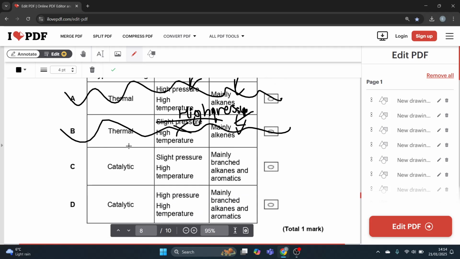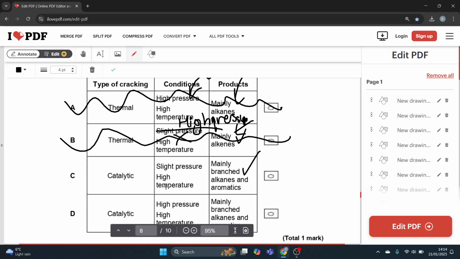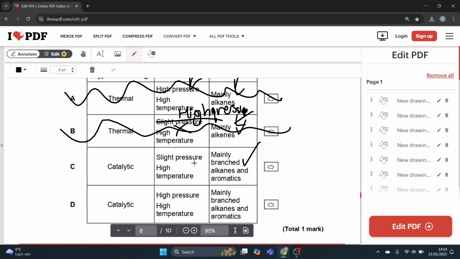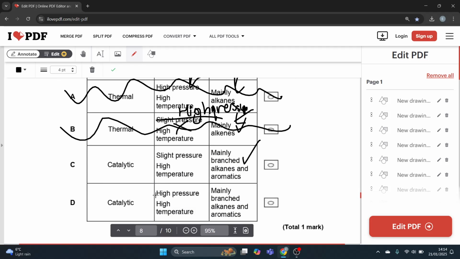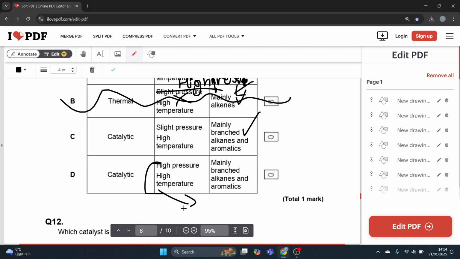C, catalytic cracking, okay. Mainly branched alkanes and aromatics. Yes, that is definitely correct. Both C and D have them as the same. So it's between the conditions. Slight pressure, high temperature, or high pressure, high temperature. High pressure, high temperature, that is for thermal cracking. This row is about catalytic cracking, therefore the answer is C, slight pressure, high temperature. That is the correct conditions.